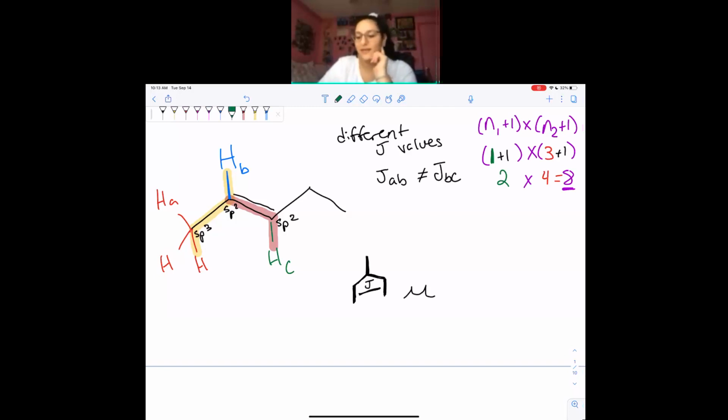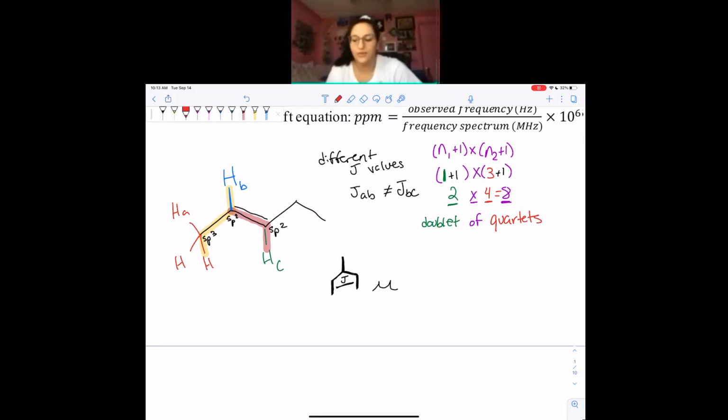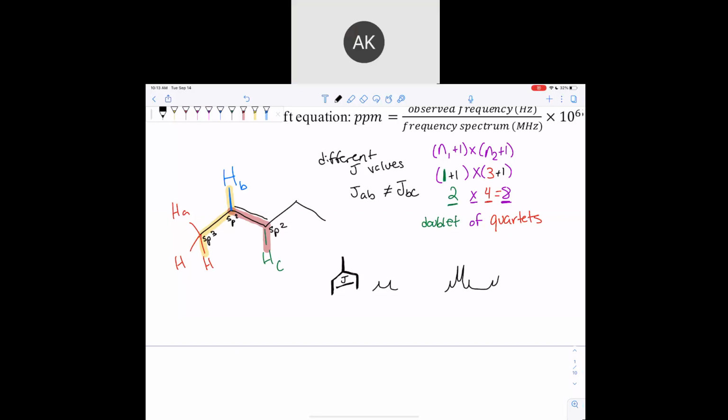The way we get that name is we just name either side. So we'll start with this side, doublet. The multiplication sign just turns into an "of." And then name the other side. So this guy is a doublet of quartets, and the multiplicity is 8. And just in case this helps you visualize it, it'll look something like this. So this is for the blue one, right? Yes. Bam.